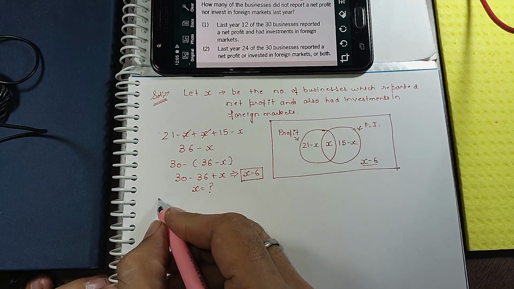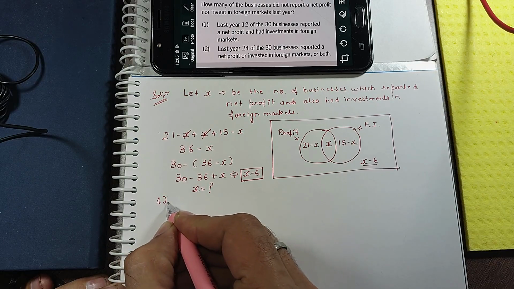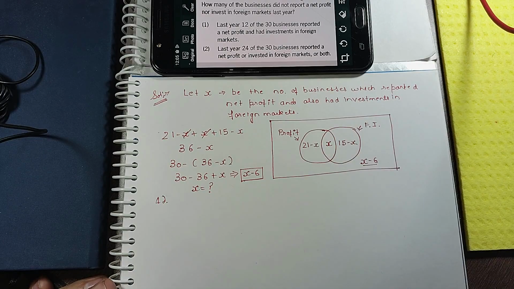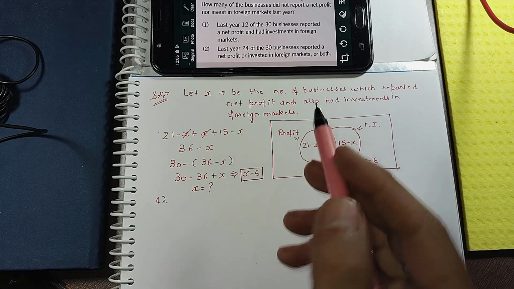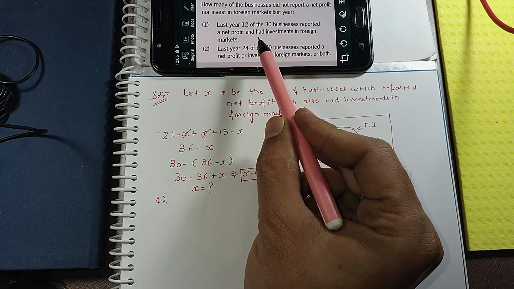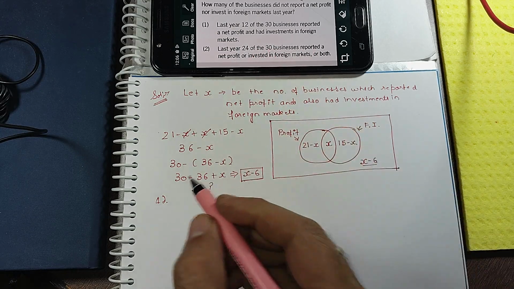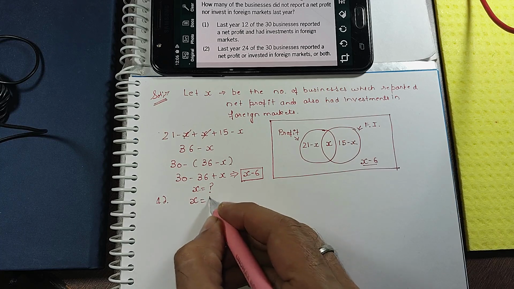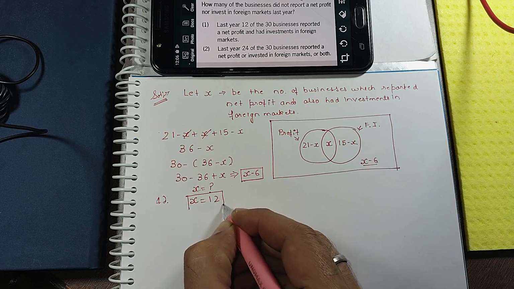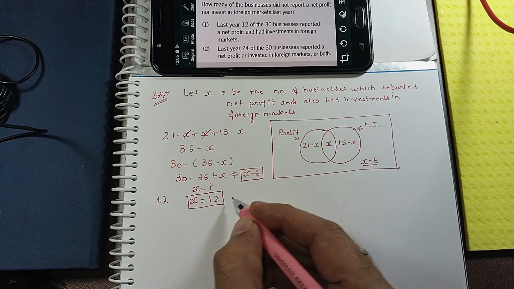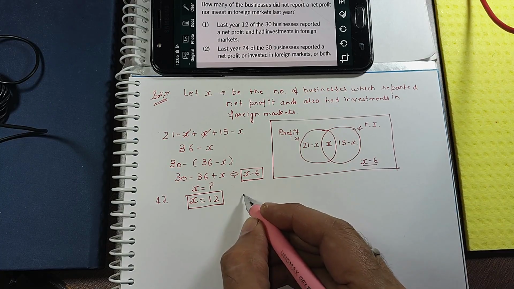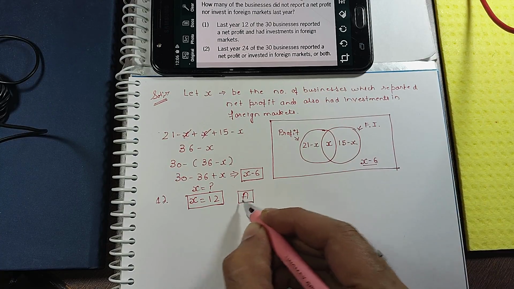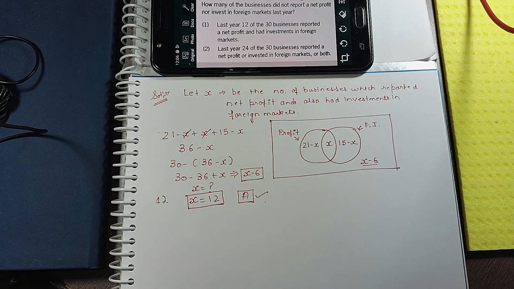Now statement 1 tells me that last year 12 of the 30 businesses reported a net profit and had investments in foreign markets. So what is this basically, 12? So 12 is basically those having net profit and also investments in foreign markets. So this is basically X. He is giving us the value of X. So if I have found the value of X, I can easily find X minus 6. So I will say that statement A is sufficient to answer my question alone.